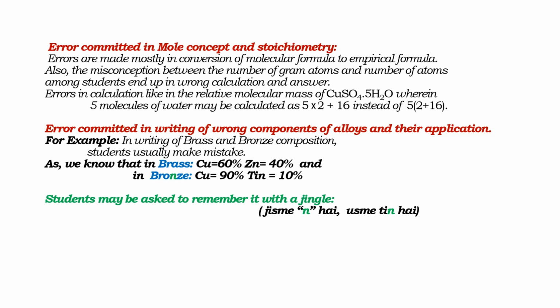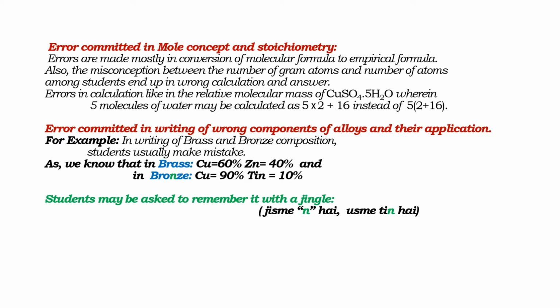Errors committed in the mole concept and stoichiometry. Errors are made mostly in the conversion of molecular formula to empirical formula. Also, the misconception between the number of gram atoms and number of atoms among the students ends up in wrong calculation and answer. Errors in calculation like the relative molecular mass of copper sulfate pentahydrate, wherein 5 molecules of water may be calculated as 5 into 2 plus 16 instead of 2 plus 16 whole multiplied by 5.